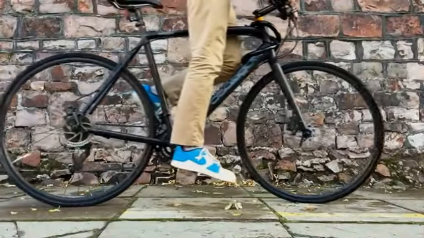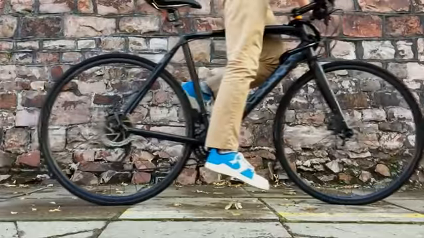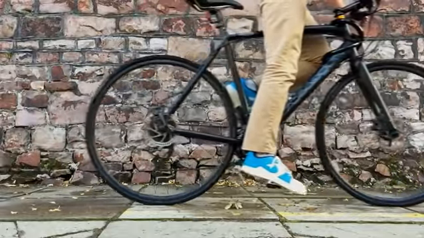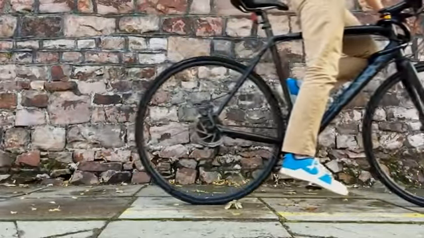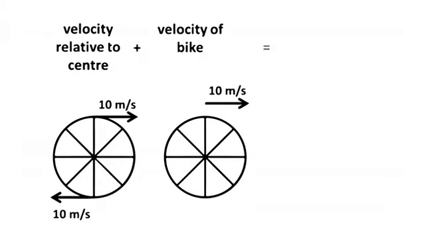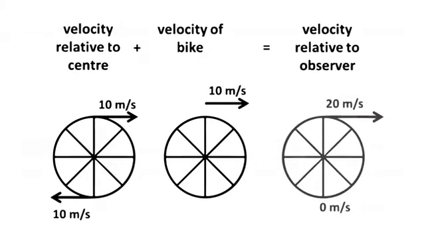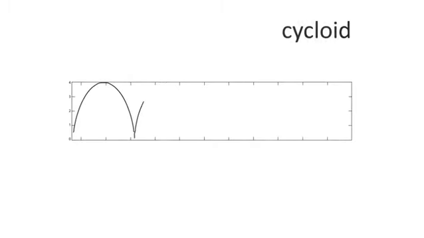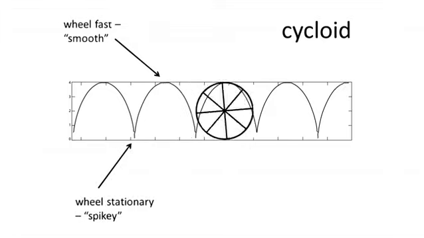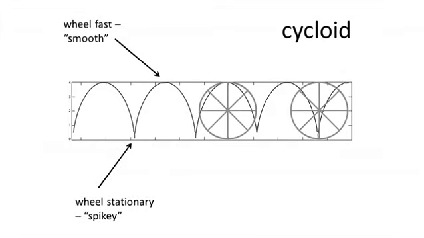So by using vector addition, we can calculate the velocity of any point on the wheel from the point of view of a stationary observer. When we add the vectors, we find that the top of the wheel has a velocity of 20 meters per second and the bottom of the wheel has a velocity of 0. A strange result, but true, and also good news for the wear on your tyres. The fact that the top of the wheel is moving much faster than the bottom explains the shape of the cycloid, which is smooth or fast at the top and spiky or stationary at the bottom.